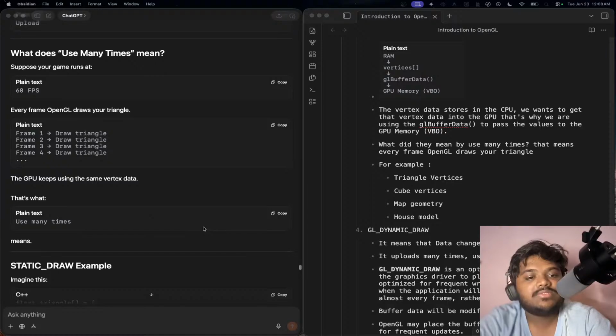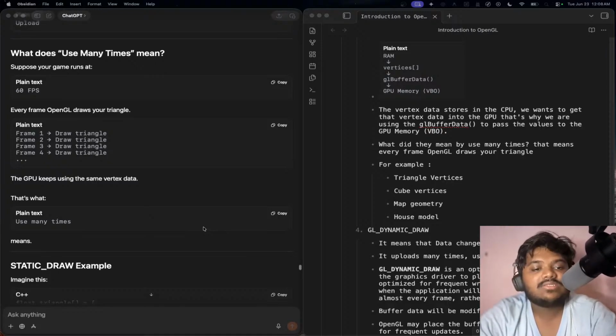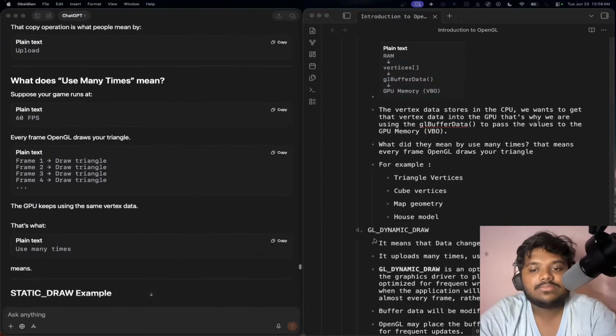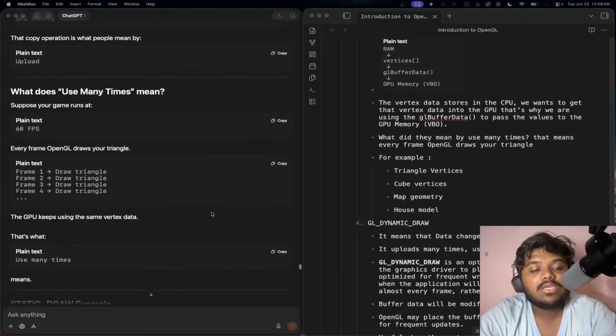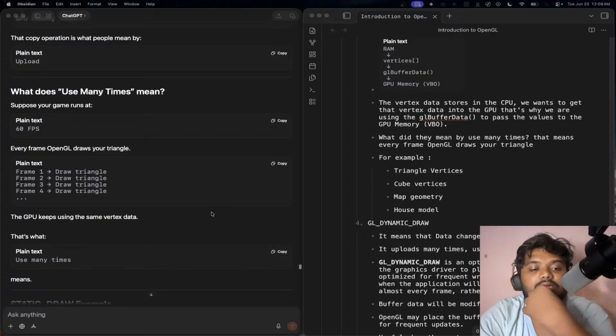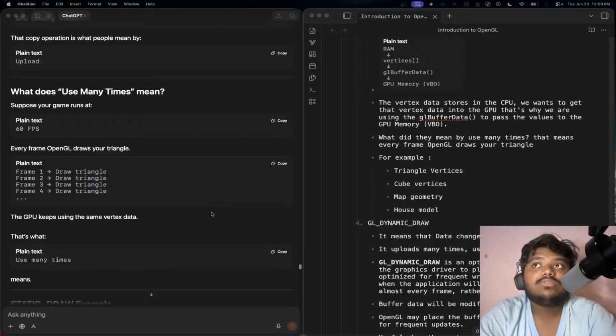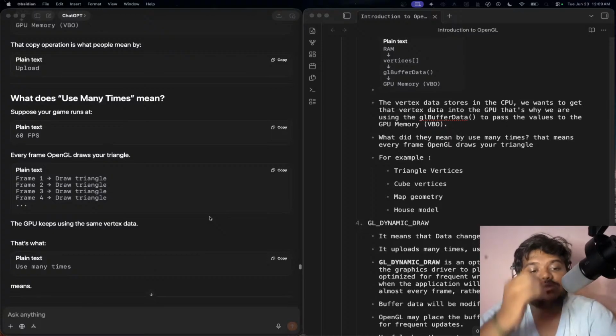All right. So the GPU keeps using the same vertex data. Every frame OpenGL draws your triangle, and the GPU keeps using the same vertex data. That is what use many times means.